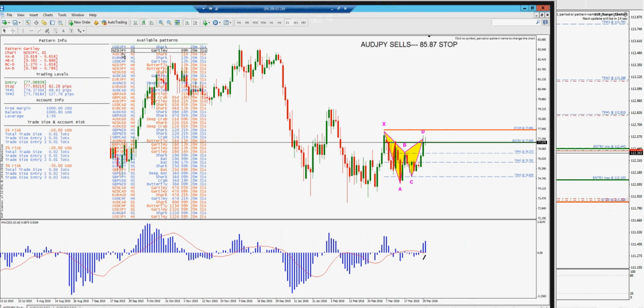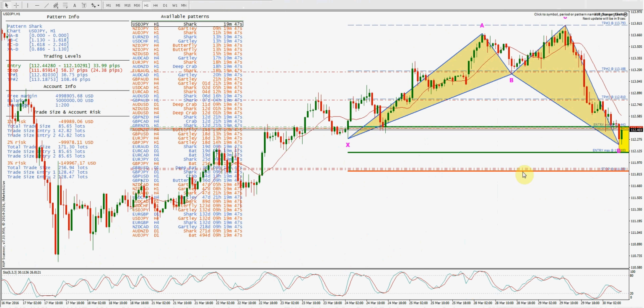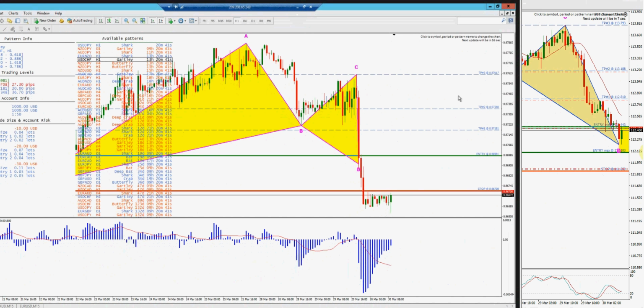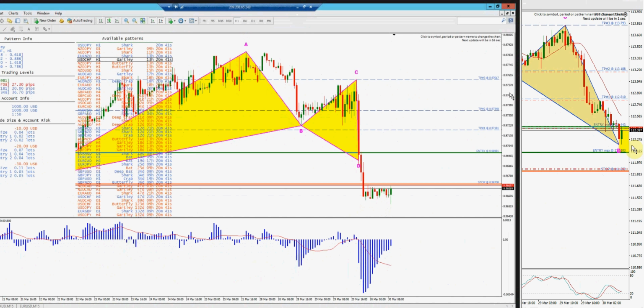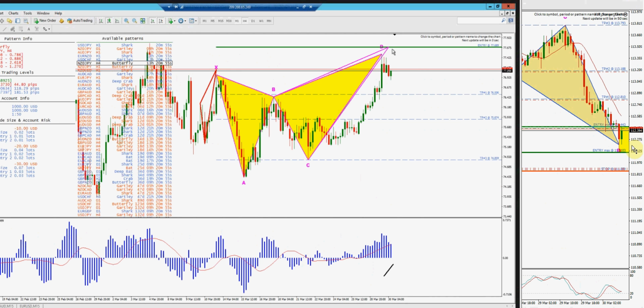NZDJPY, AUDJPY. How you doing? Okay, EUR, nope. USD-CHF, failure. So you see, guys, you see this? This is stuff we don't touch. Big, sharp moves to the downside. We wait for patterns, all right? We don't touch that stuff. Up here, if it turns up a little bit more, we can look at this.